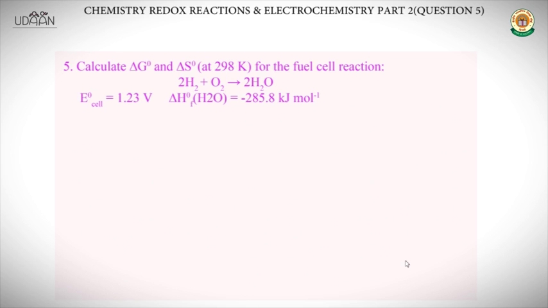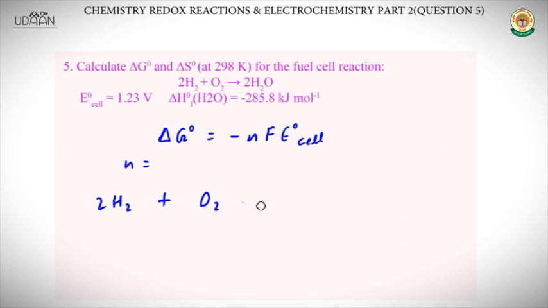We know that delta G is equal to minus NFE, delta G naught to be precise, because it's at 298 Kelvin, which is the standard one. Hence delta G naught is equal to minus NF E naught cell. We also need N, the number of electrons exchanged. Here it is a bit complicated to calculate, because we can't see the electrons directly. But that's not a big problem. This is very common in such questions.